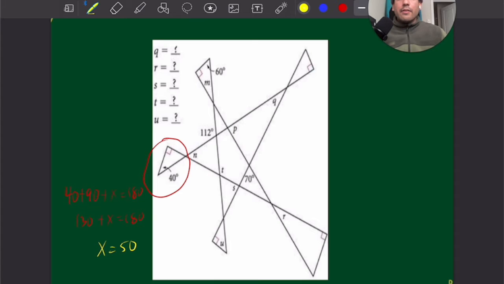Look at that. We found the value of x. So I'm just going to kind of put that in the picture here. So I have 50 in there. It's kind of weird to look at, but notice, we have the 50 degrees. Now, what is the angle directly across from it? Vertical, right? So that's also going to be 50. So we officially found the value of n.